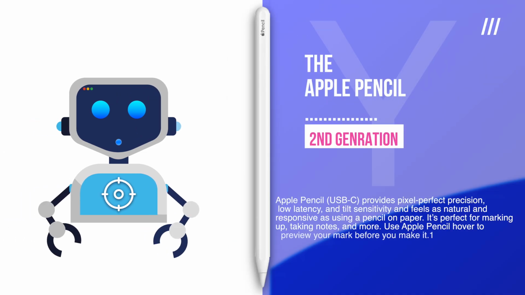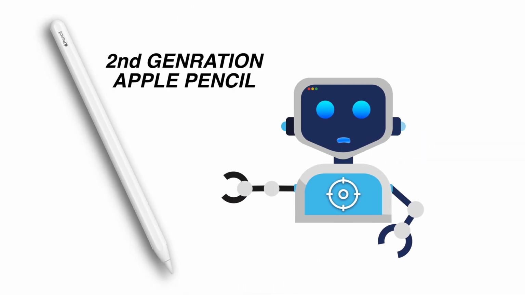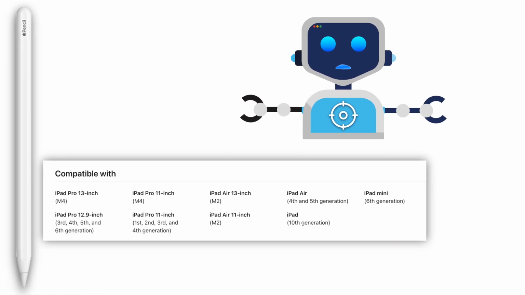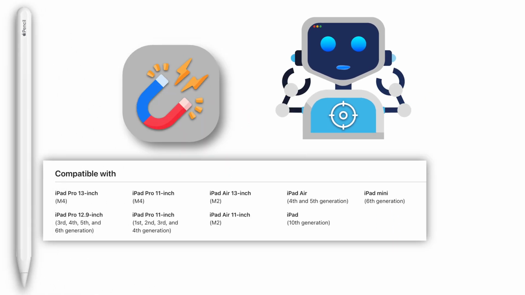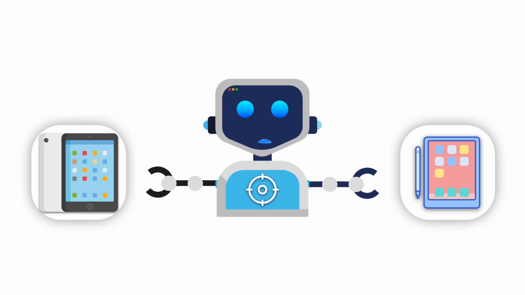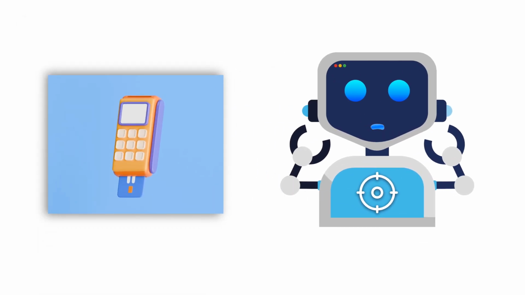So, number two, the Apple Pencil, second generation. The second generation pencil, the middle child of the group, takes all of the best features of the original and adds a magnetic twist. It charges and pairs wirelessly with a satisfying click. However, compatibility is somewhat more selective. While it is compatible with most iPads, the new iPad 10th generation only supports magnetic attachment, not full charging and pairing. So double check before you swipe that credit card.